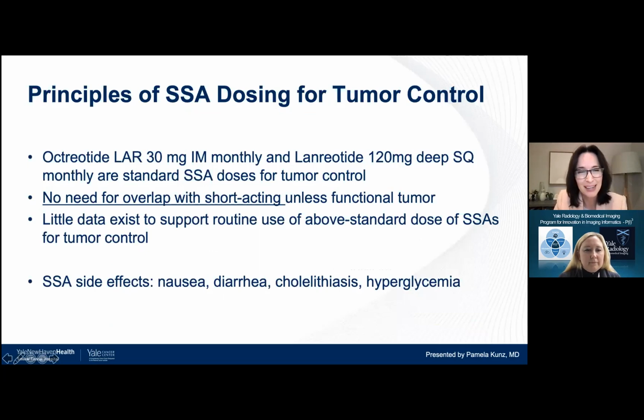I like to put this up because I get asked this a lot. How do we think about dosing for tumor control? Octreotide LAR is usually used at the 30 milligram IM monthly dose, and lanreotide at 120 milligrams deep subcutaneous. There is no need to overlap with short-acting unless it's a functional tumor. I think there was data years ago that we needed to do a test dose to test for allergy. That's not generally needed in practice. There is little data to support the routine use of above-standard doses of somatostatin analogs for tumor control. The side effects include nausea, diarrhea, cholelithiasis, and hyperglycemia.